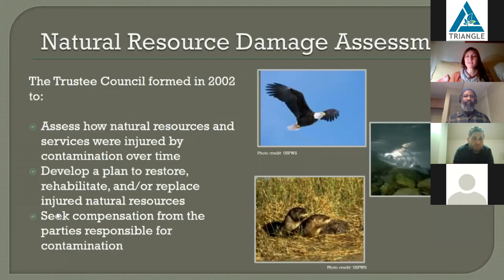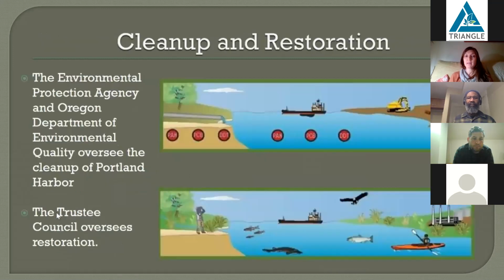And together, the Trustee Council is conducting a natural resource damage assessment. Our goal, our mission together, is to assess how natural resources and ecological services have been injured by contamination in Portland Harbor over time, to develop a plan to restore or rehabilitate or replace those injured natural resources and services, and then to seek compensation from the parties that are responsible for the contamination. And this process, natural resource damage assessment, is independent of the cleanup and of the remedy.